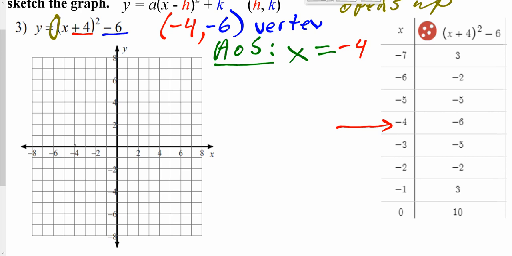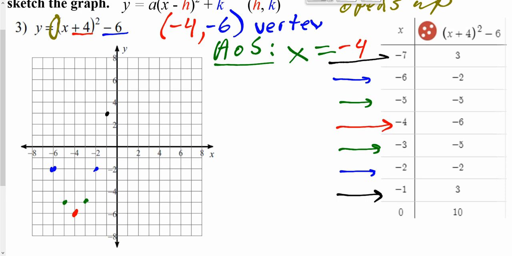4 to the left and down 6. Then we can plot the next one, 3 to the left and down 5. 5 to the left and down 5. 2 to the left, down 2. 6 to the left, down 2. And then we can do this one here, 1 to the left, up 3. And then this one here, 7 to the left and up 3.